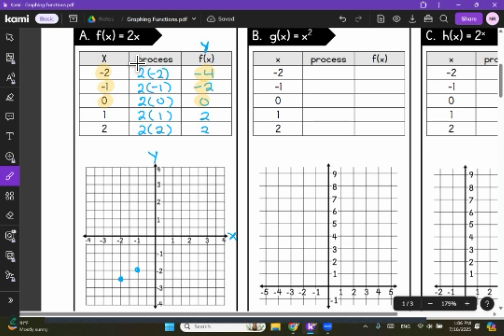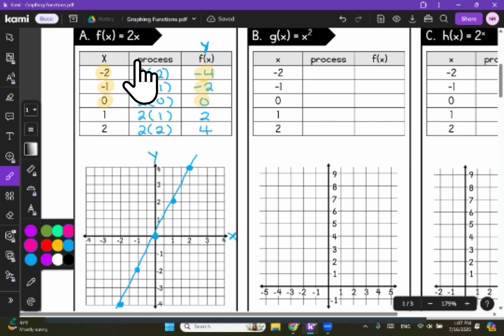Did I mess up something? Oh, my negative 4 is way off. Negative 2, negative 4 is way down here. All right, there we go. 0, 0, 1, 2, and then 2, 4. 2 times 2 is 4. Some of you are probably thinking it. Okay. So what kind of function does this give us? This gives us a straight line.